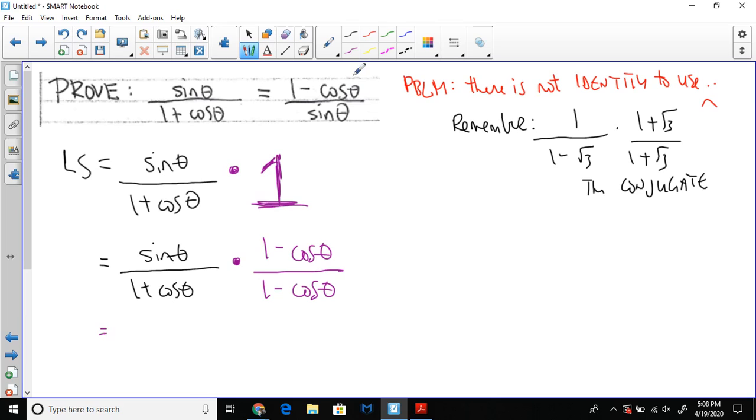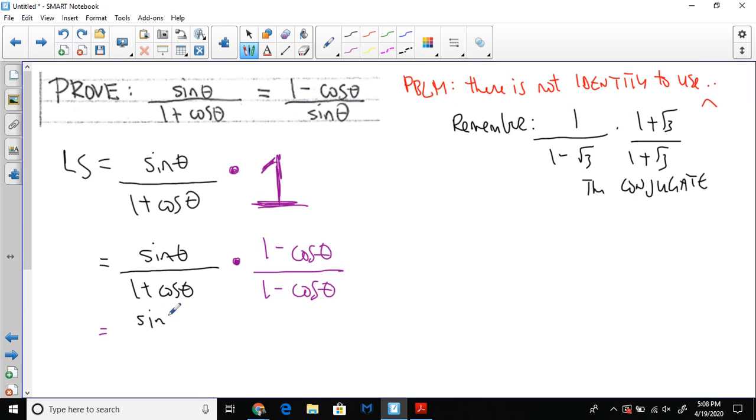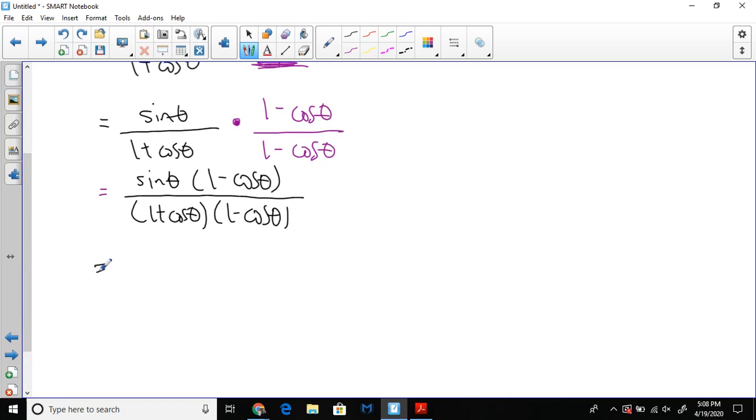Now, why are we doing this? If you remember what we did way back then, I'm going to have sine theta times this, and then 1 plus cos theta times 1 minus cos theta. You may be looking at this and saying, hey, this is way more complicated. Well, the denominator here is going to be a difference of squares.